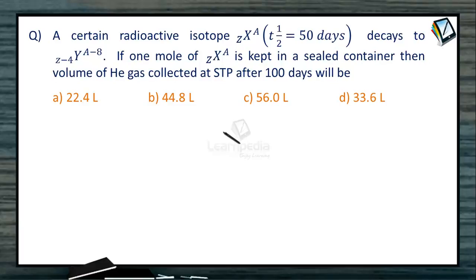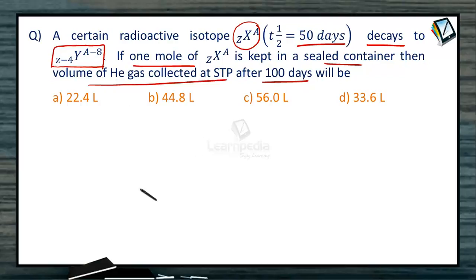In this objective, for a certain radioactive isotope of atomic number Z and mass number A, the half-life is given as 50 days. And when it decays, finally it forms a nuclide whose atomic number is Z-4 and mass number is A-8. So initially when we take 1 mole of that nuclide in a sealed container and keep it for 100 days, we need to find out the volume of the helium gas collected at STP.